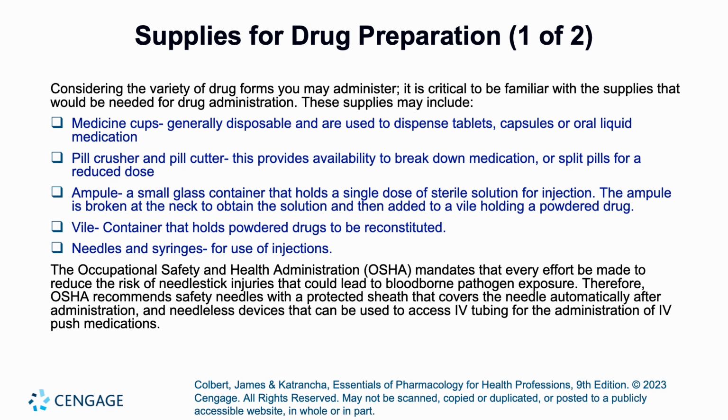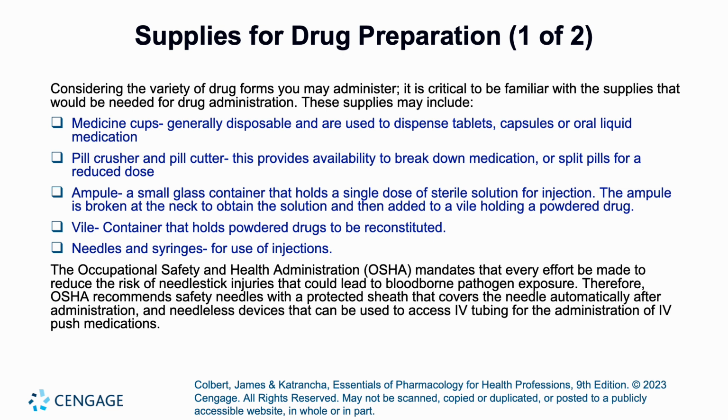The Occupational Safety and Health Administration, OSHA, mandates that every effort be made to reduce the risk of needle stick injuries that could lead to bloodborne pathogen exposure. Therefore, OSHA recommends safety needles with a protected sheath that covers the needle automatically after administration, and needleless devices that can be used to access IV tubing for the administration of IV push medications.